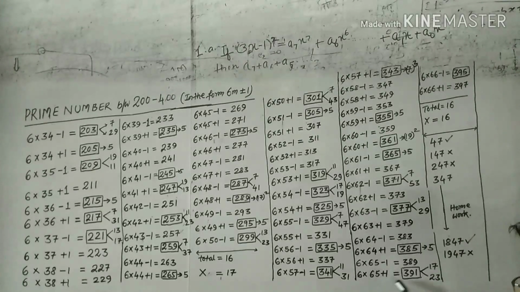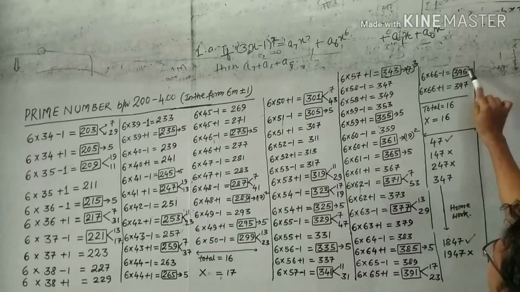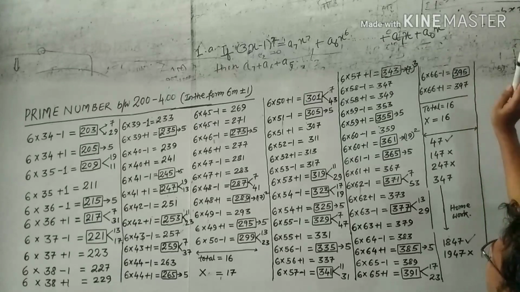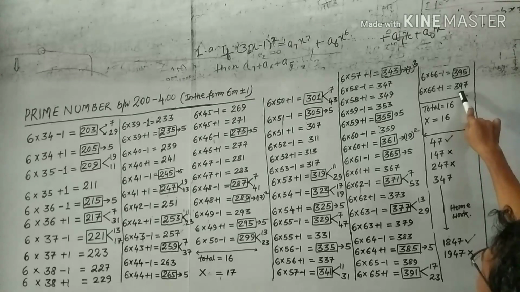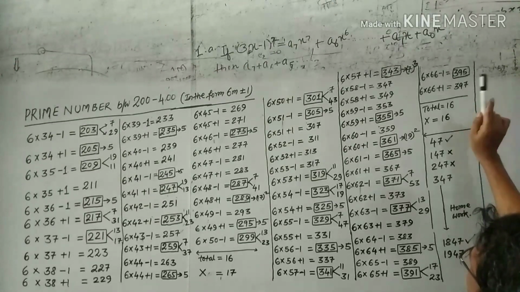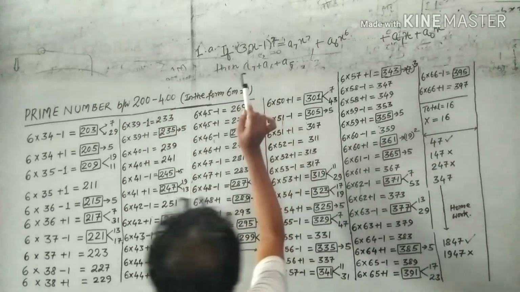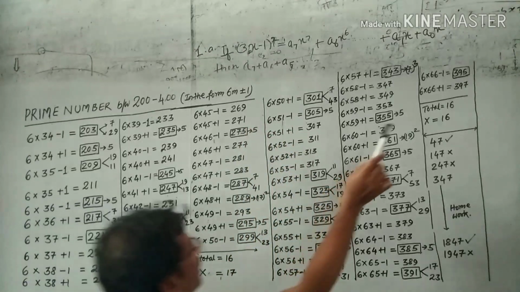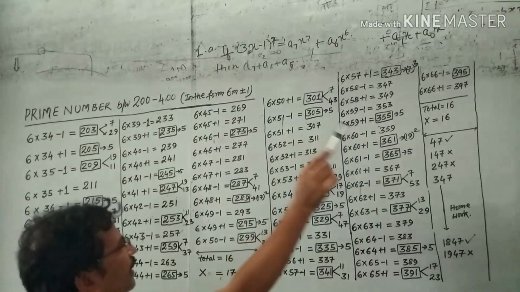6 into 65 plus 1, 391, having factors 17 and 23. So it is a composite number, it is not a prime number. 6 into 66 minus 1, 395. It ends with 5, so it is not a prime number. 6 into 66 plus 1, 397. It is a prime number. So if we are counting from 300 to 400, only 16 numbers are there which are in the form 6m plus minus 1 and are prime numbers.